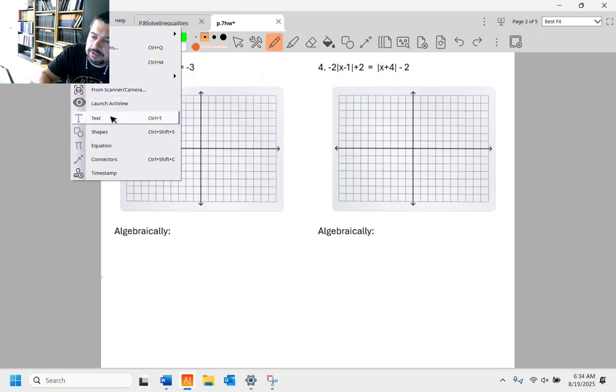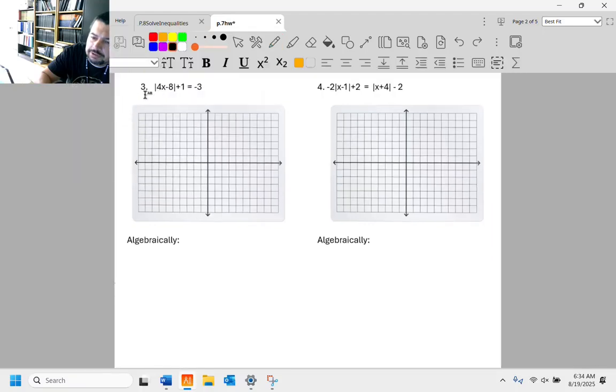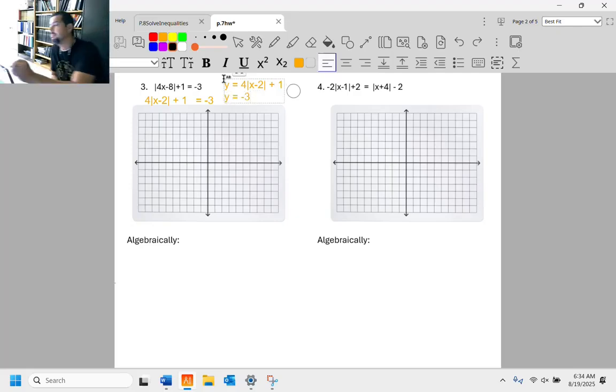So before we do anything on number 3, you're going to have to do a little factoring on this guy right here to graph it. Both 4x and negative 8 are divisible by 4, so we can factor that as 4 absolute value of x minus 2, and then plus 1. And it equals a negative 3. So again, we're going to treat one equation as the left-hand side. It's going to be 4 absolute value of x minus 2 plus 1. Then we have another equation that says y equals negative 3. And that's the gist of it.